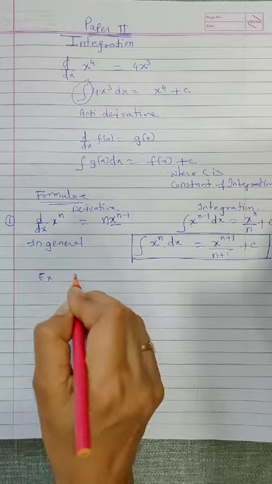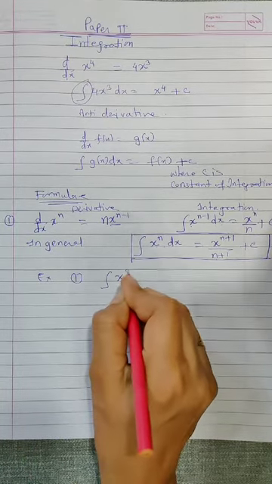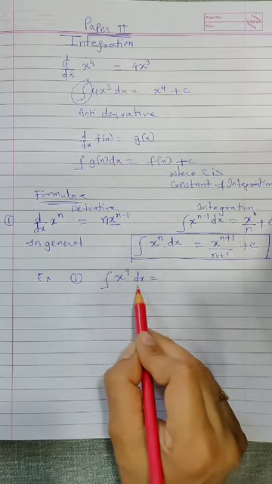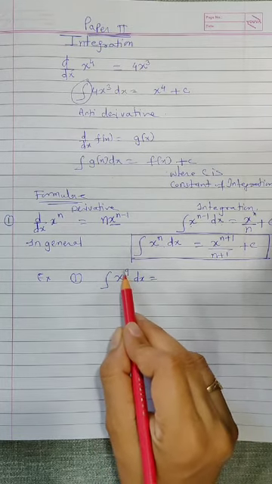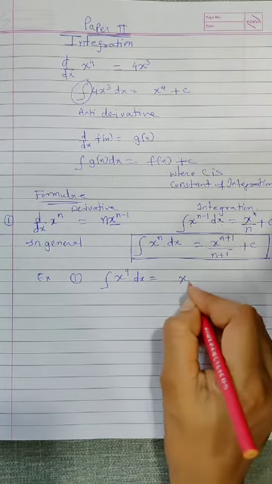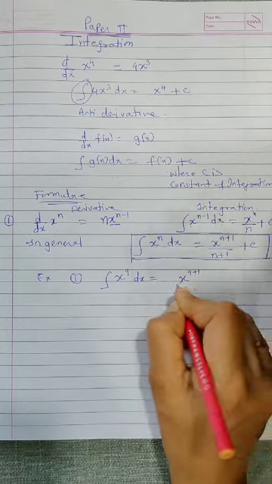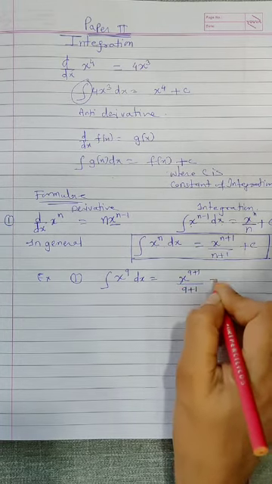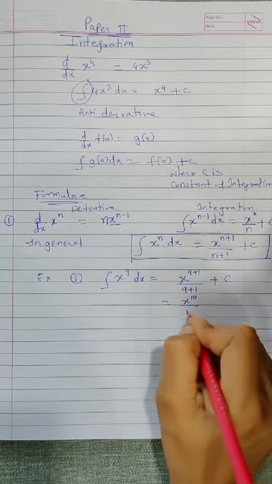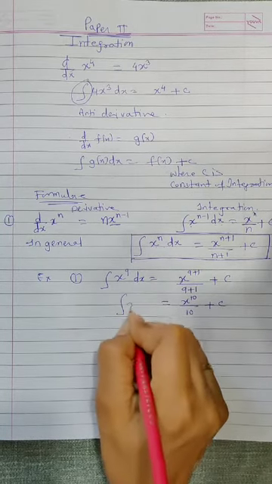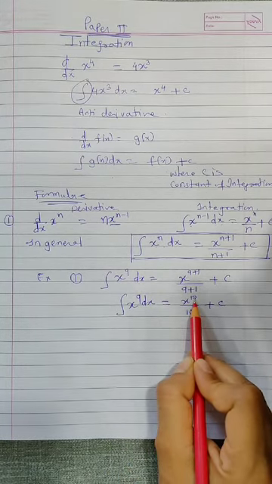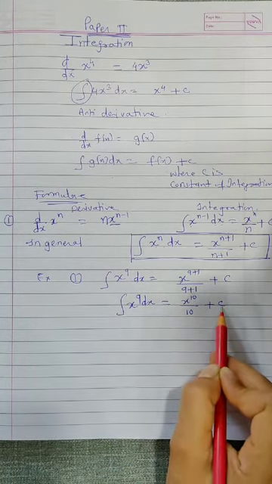Let us take a simple example. Integration of x raised to 9 dx. See here, students, the symbol of integration and dx. The power is 9 and the formula says the power is increased by 1, so it becomes 9 plus 1. You have to divide by that power, 9 plus 1, plus c. So the final answer will be x raised to 10 by 10 plus c. This is the integration of x raised to 9 dx. So always the power is increased by 1, and you divide by that power, n plus 1, plus c.